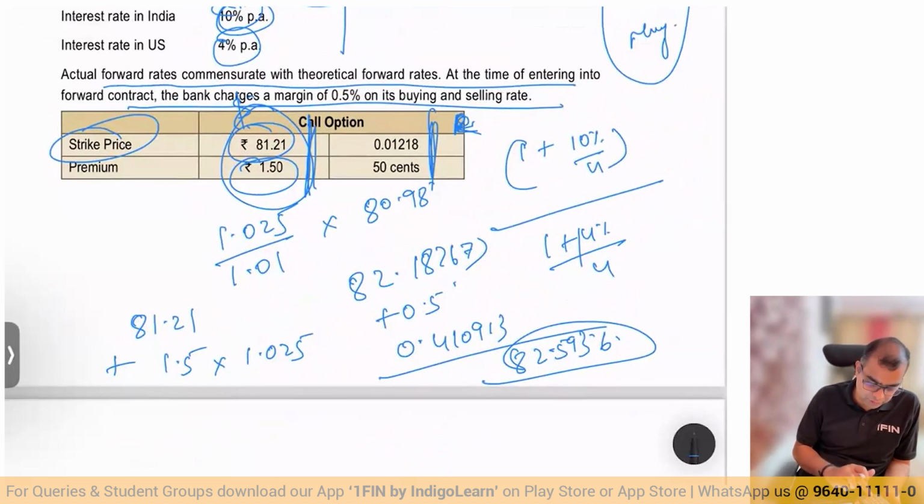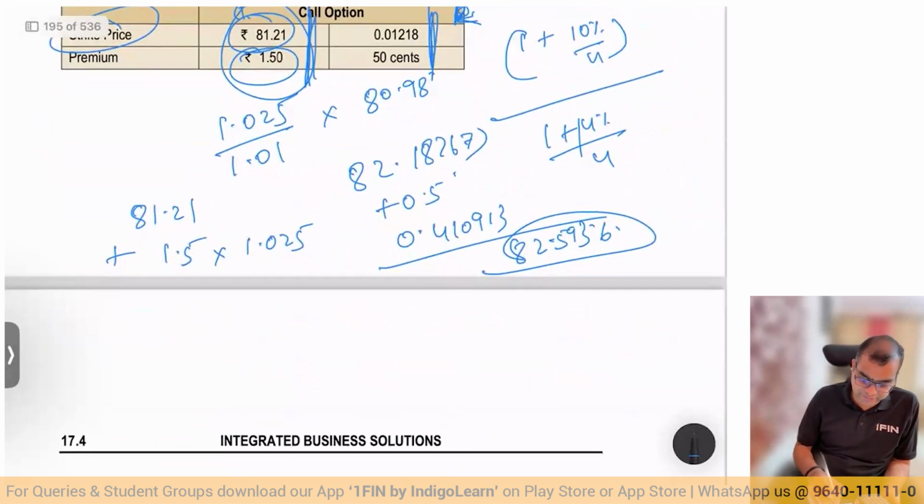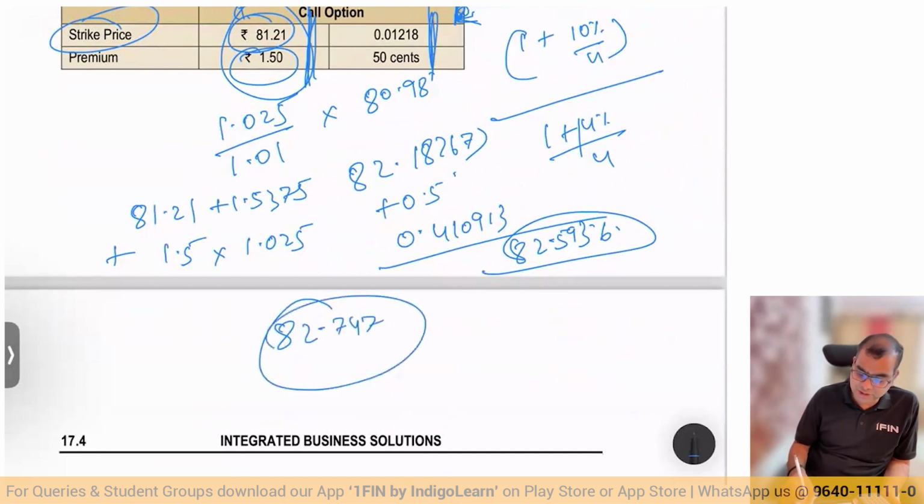1.5 into 1.025, you will get 1.5375, plus 81.21, which will be 82.747. So you see, option is costlier than forward. Option is costlier than forward. So you can take 82.747. Okay, this is done.